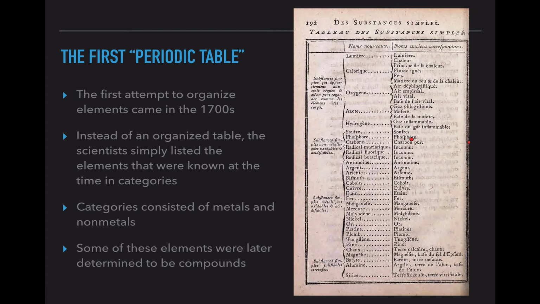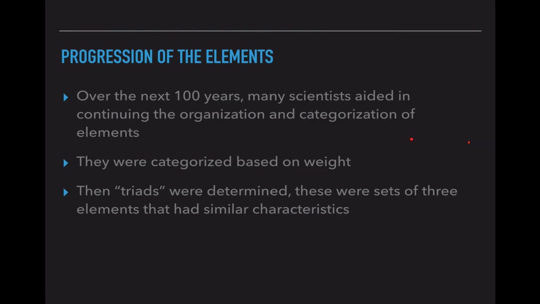So again, very similar to the previous one, these categories consisted of metals and nonmetals, but some of the elements that we looked at were later considered to be compounds. They weren't the individual elements, they were two or more elements bonded together, but they were seen so regularly in nature that they were assumed to be a pure element. Over the next 100 years, many scientists aided in continuing the organization and categorization of elements.